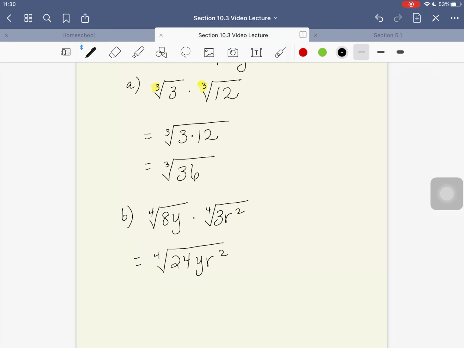All right, the sixth root of 10m to the fourth times the sixth root of 5m. The index is the same, so that would be the sixth root of 50m to the fifth. And it's m to the fifth because you add those exponents, and this m has an assumed exponent of 1.